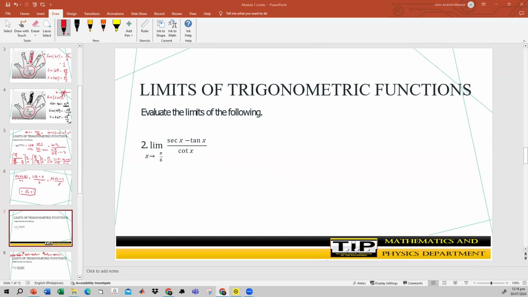What if we were asked to evaluate the limit of secant x minus tangent x over cotangent x as x approaches pi over 6?